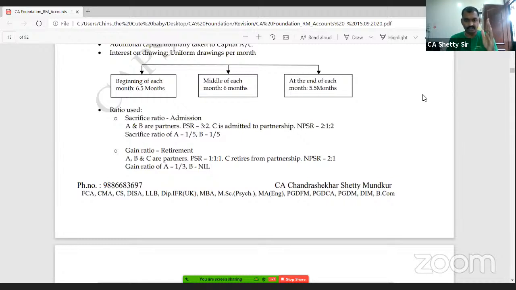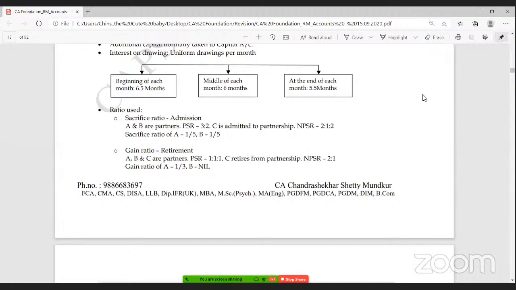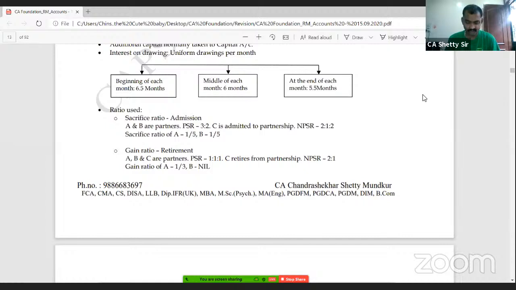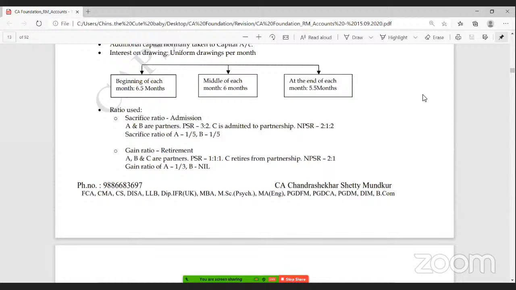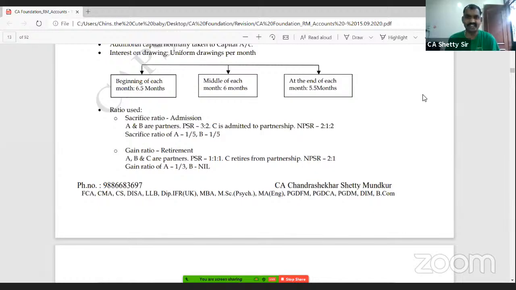For the next line, therefore gain ratio is equal to... Now it's 7/9. I'm sorry, 7/9 minus 3/9. Sorry, a mistake happened. 7/9 minus 3/9 is equal to how much? 4/9. You don't use calculators. God has given a brain, let us use it.